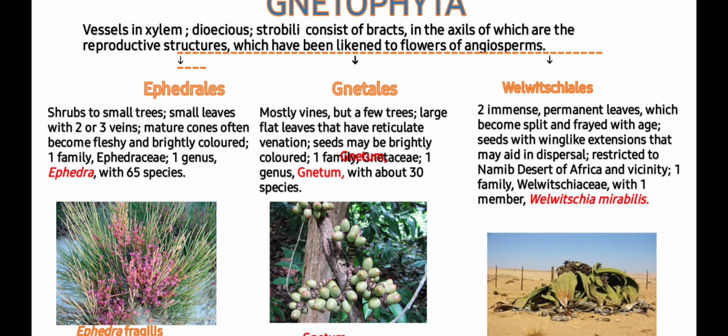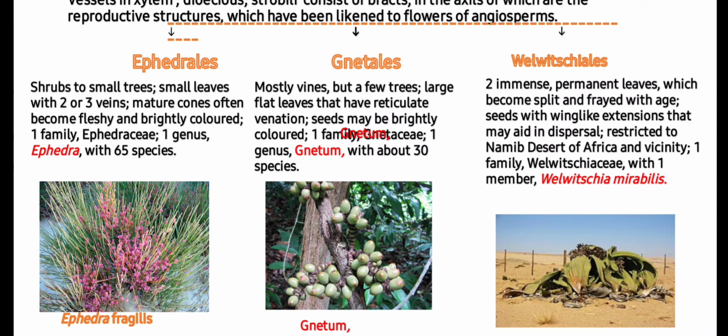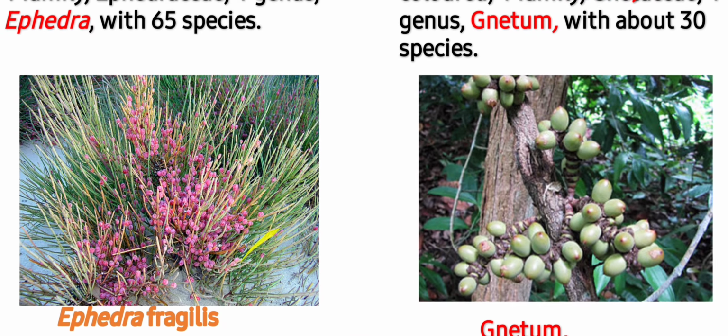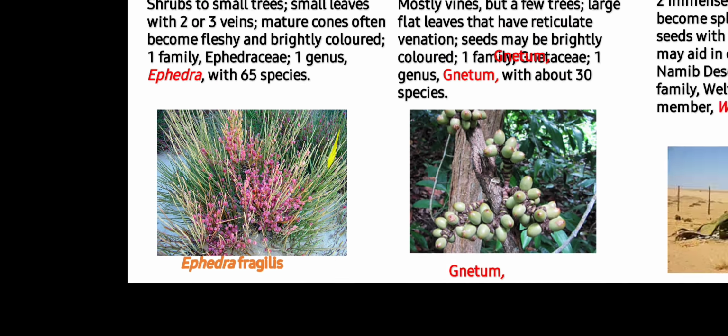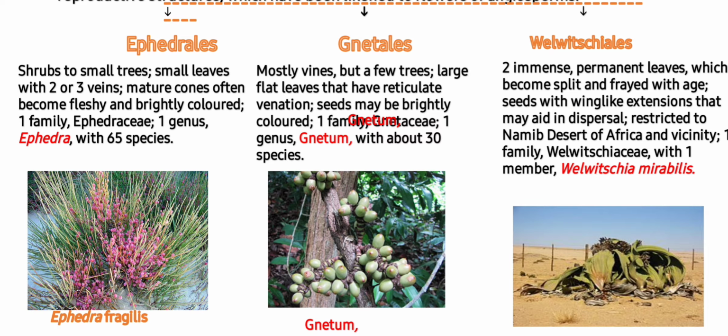Students, Gnetophyta is divided into three main orders, that is Ephedrales, Gnetales and Welwitschiales. Ephedrales are represented by shrubs to small trees with small leaves having 2 to 3 veins. Cones at maturity often become fleshy and brightly colored, as you can see here, red cones in Ephedra fragilis. They have one family, Ephedraceae, and one genus, Ephedra, which has 65 species.